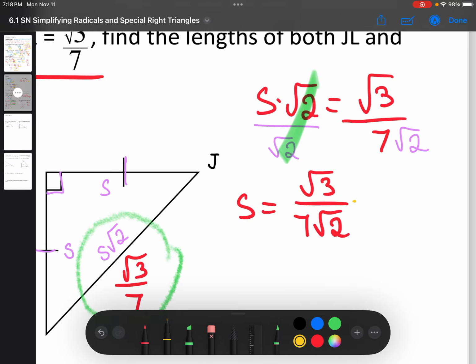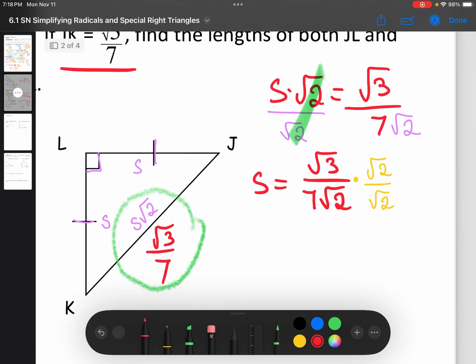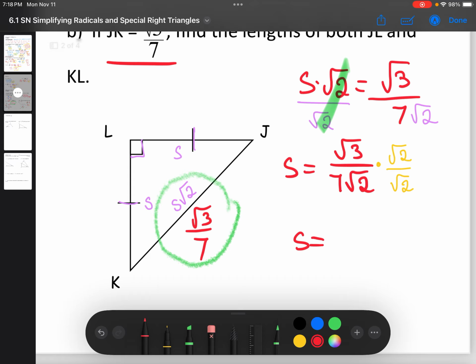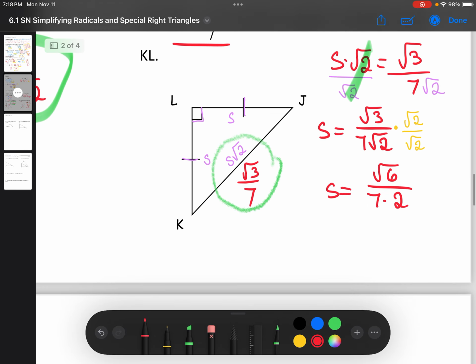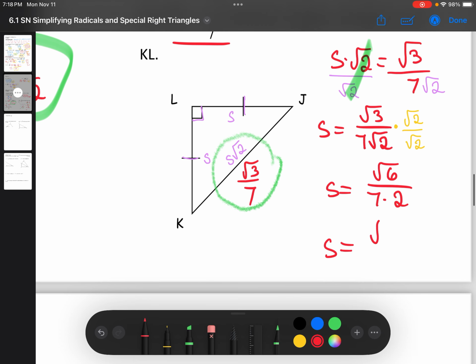Now, we can't leave that root 2 in the denominator. We need to multiply top and bottom by root 2. So that side length is square root 6 on top over 7 times 2 on bottom. So those side lengths are square root 6 over 14. So KL and LJ both equal square root 6 over 14.